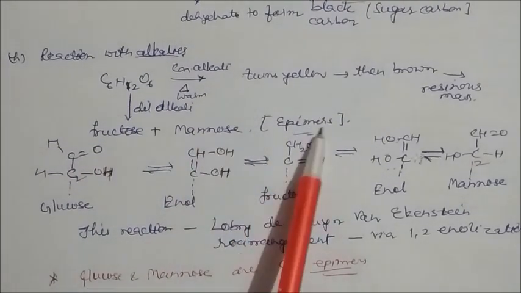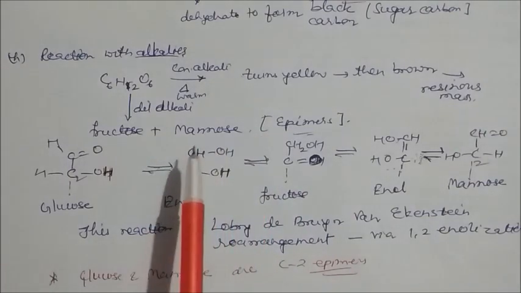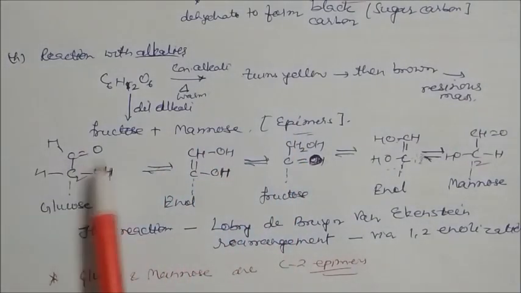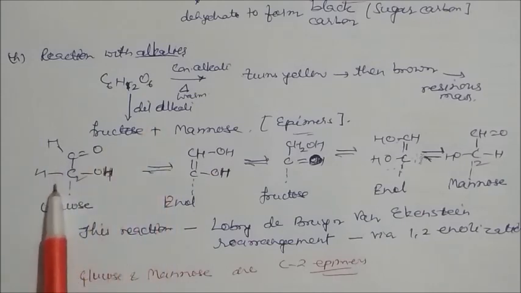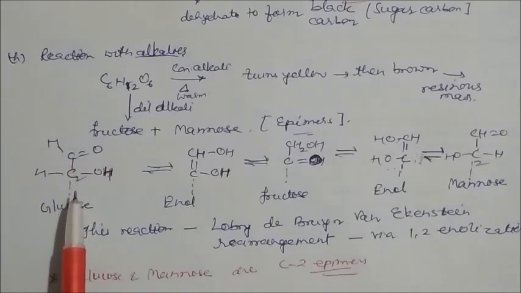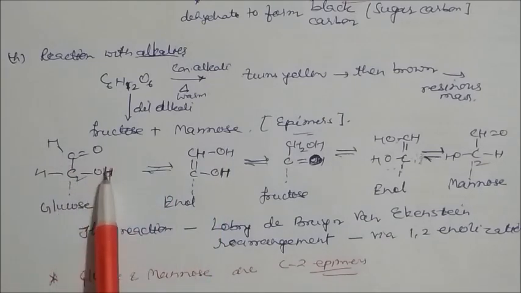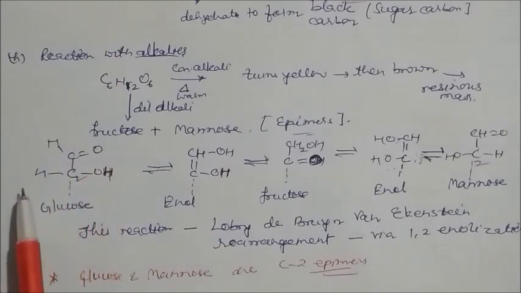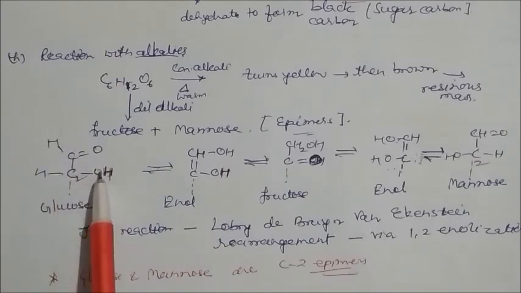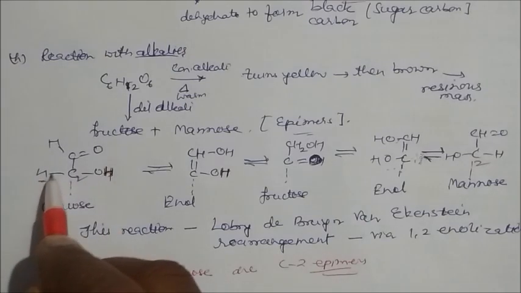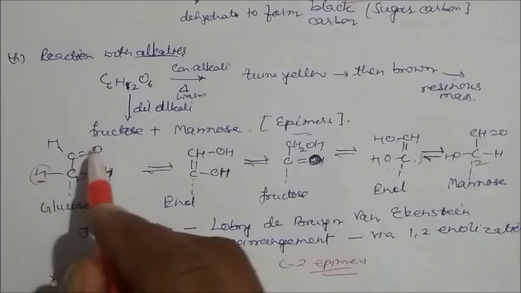Epimers differ in the configuration of the second carbon. So how does it react with alkalis? This is the CHO, the C2 OH group, this is glucose, and the remaining part is the same. This will tautomerize to form an enol. Hydrogen from here will transfer to this carbon, and this hydrogen is transferring to this oxygen. So this is your 1,3 arrangement.